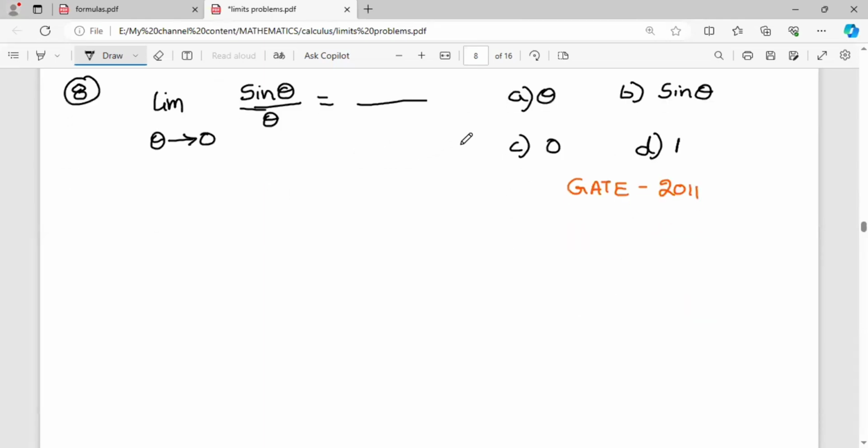Next, it is a direct question. Limit theta tends to 0, sin theta by theta equals how much? This was asked in 2011 for 1 mark. Simply it is the formula: limit theta tends to 0, sin theta by theta equals 1. So D is the correct option.